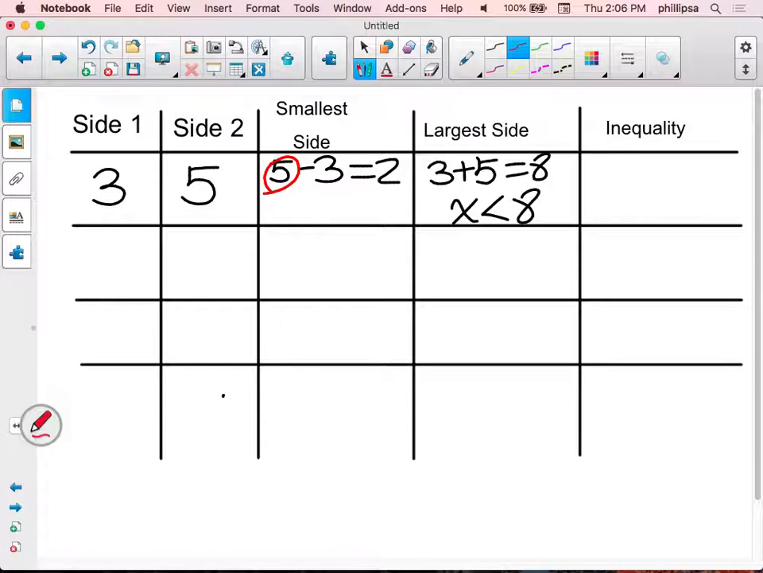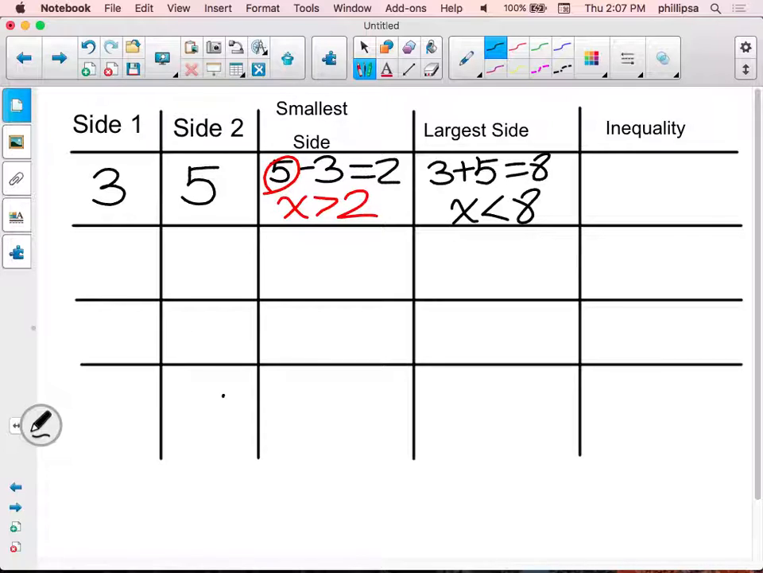How can I write this as an inequality? X has to be greater than 5 minus 3, 2. Has to be greater than 2. Okay. This is how you find the range of your possible unknown side. It has to be greater than the difference of the two known sides, and it has to also be less than the sum of the two known sides, okay?